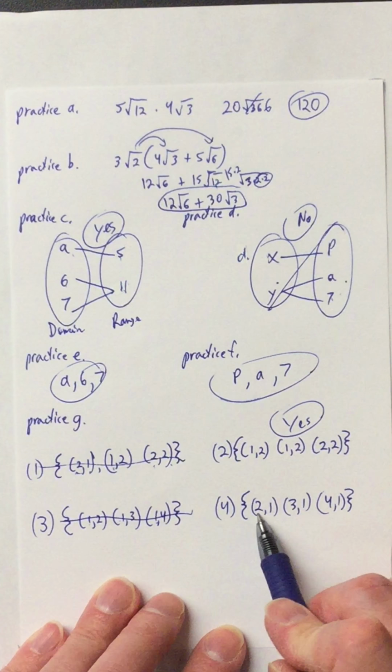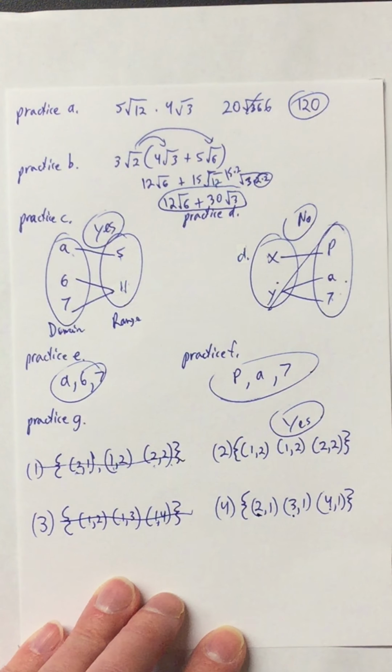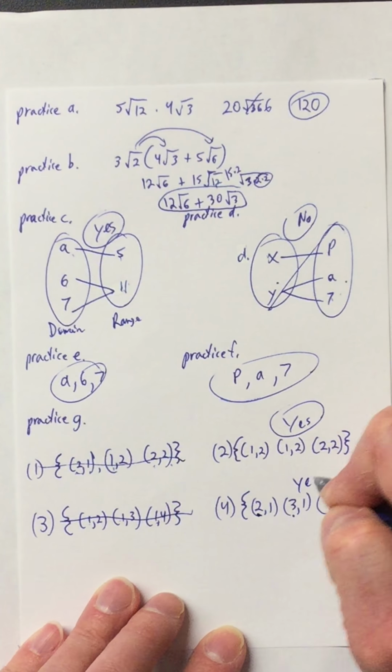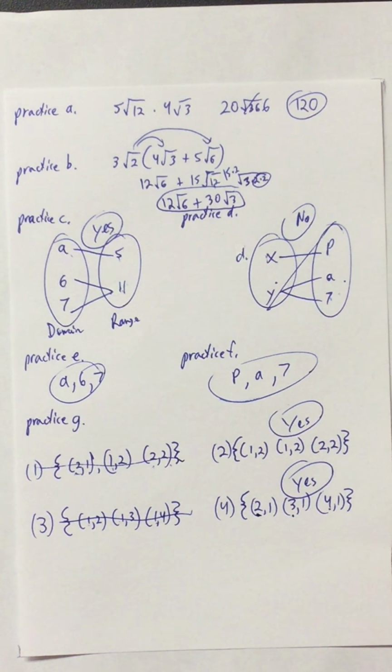So look at the last one here. Last one, we have 2, 3, and 4, all different inputs. Doesn't matter what the outputs are. Yes, number 4 is also a function.